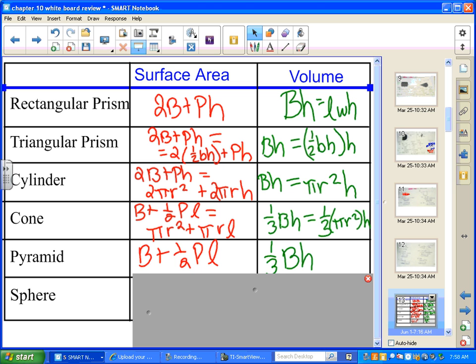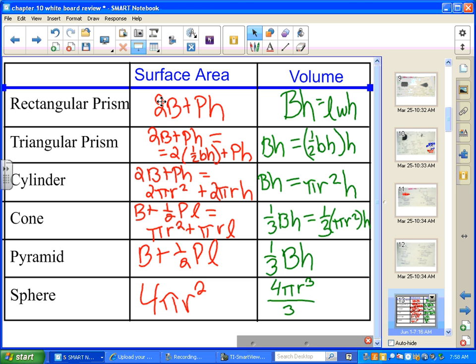What is the surface area formula of a sphere, Alyssa? Good. And what about the volume formula of a sphere, Mary? Good. 4/3 pi r cubed. You may also write it as 4 times pi times r cubed over 3.